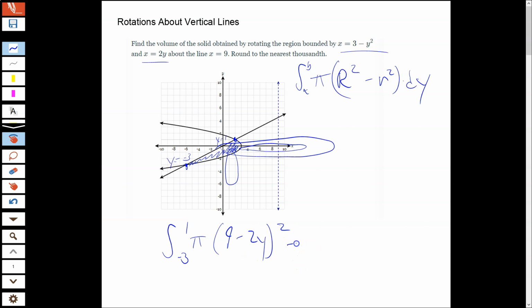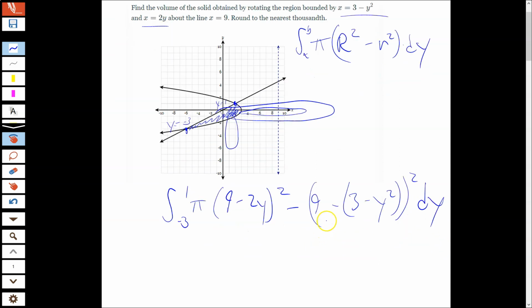squared minus, and then my inner function, which is that parabola, 3 minus y squared. Sorry, it should be the distance that parabola is. So 9 minus 3 minus y squared. And then it's also consistent with the first one, right? We're going to square that whole thing, and then dy.